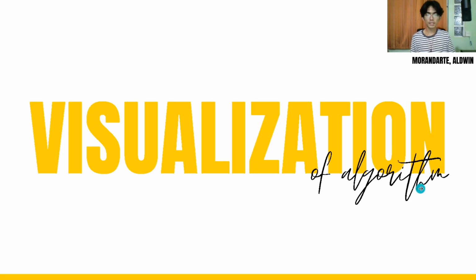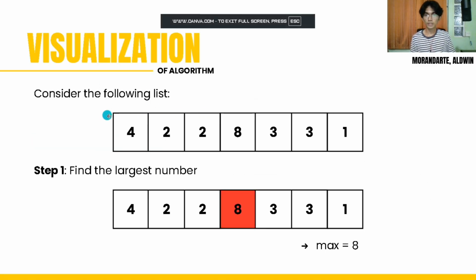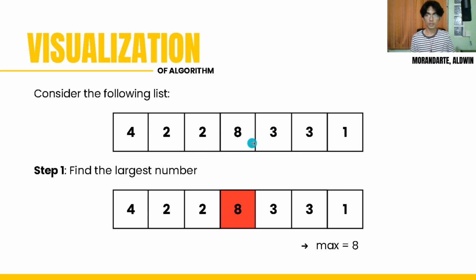So to visualize the algorithm of counting sort, first consider the following sample array. Here we have an array of size 7 with the values 4, 2, 2, 8, 3, 3, and 1. Based on the description of the algorithm, the first step is to find the largest number in the array, which is 8 in this case.